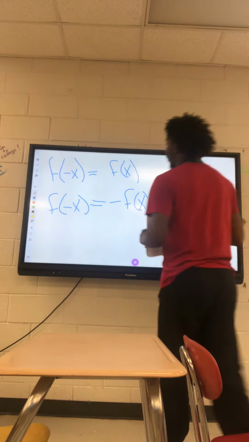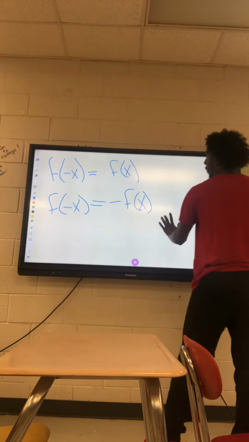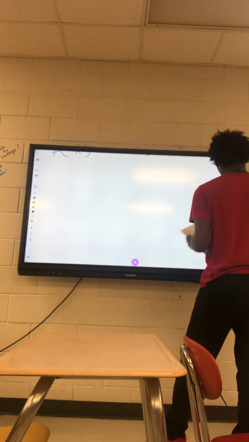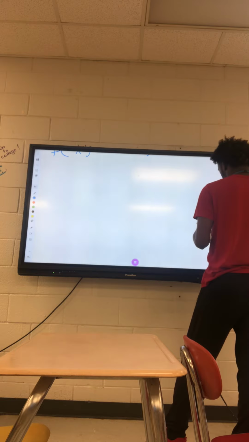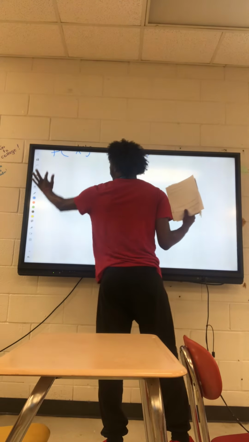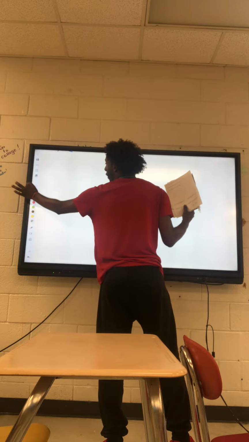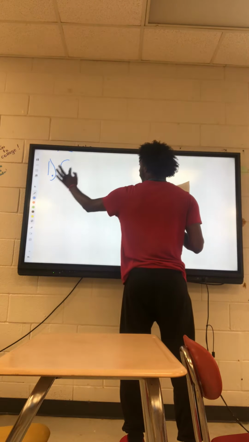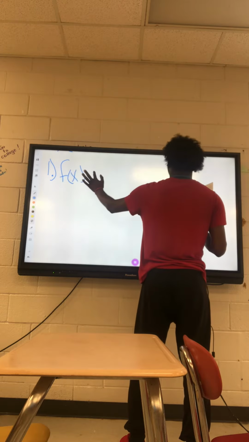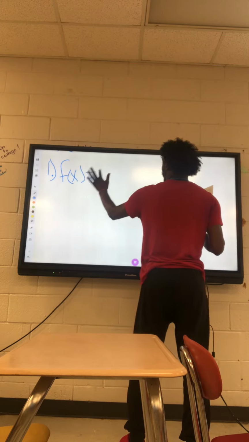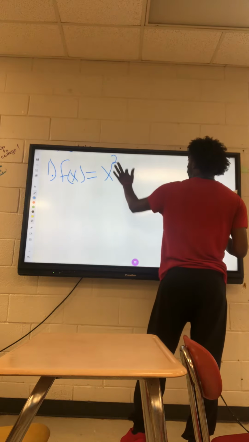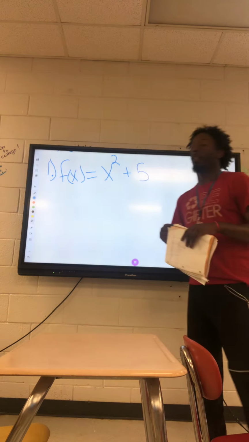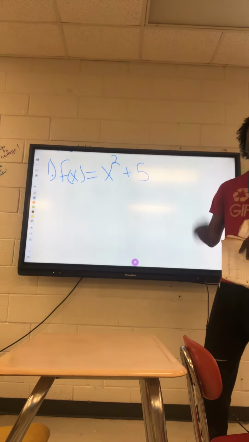All right. So I'm going to go ahead and move this screen up. So, our first example that we're going to have here is f of x equals x squared plus 5. Now, what we have to do is describe the function, whether or not this function is even, odd, or neither.